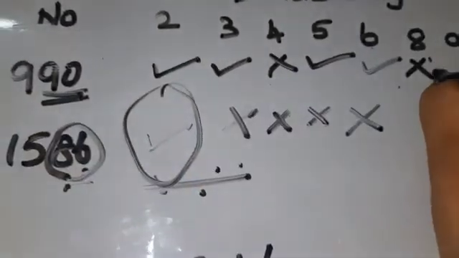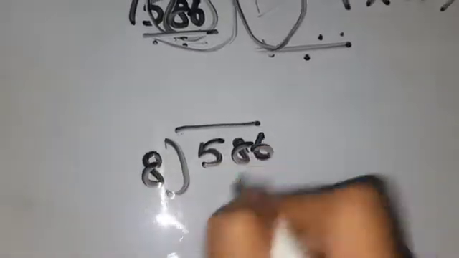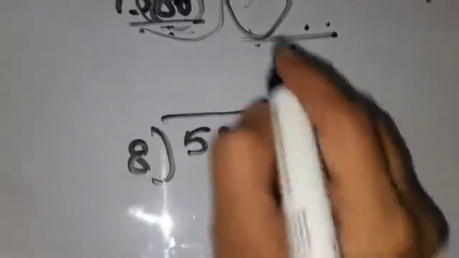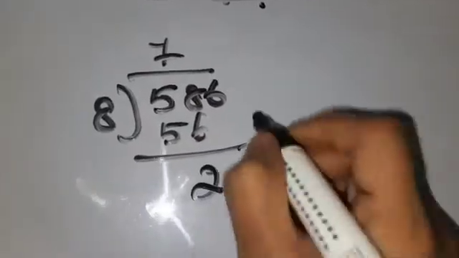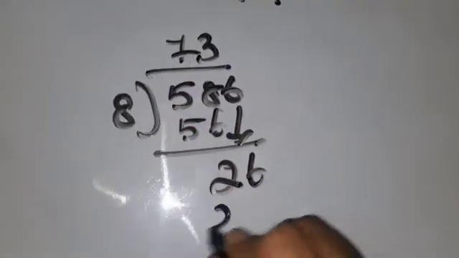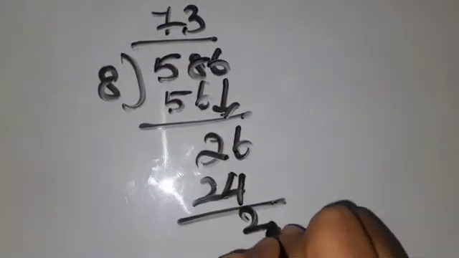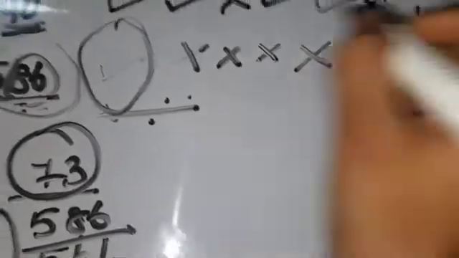Let us check for 8. So for 8 what we have to do? We have to take the last 3 digits and check whether it is divisible by 8 or not. So we are going to check with the normal division method. 8 sevens are 56. 2 is remaining. We are taking this 6 down. 8 threes are 24. Again 2 is remaining. See here, since it has a remainder, this number is not exactly divisible by 8.